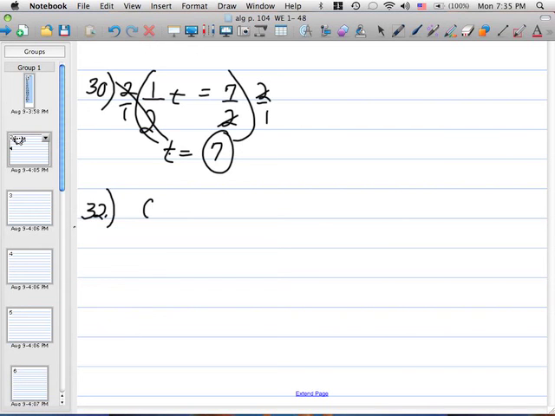32, we have 0 equals negative 4.5y. We're multiplying by negative 4.5, so we divide by negative 4.5 on both sides. And 0 divided by anything is 0, so our solution is 0.